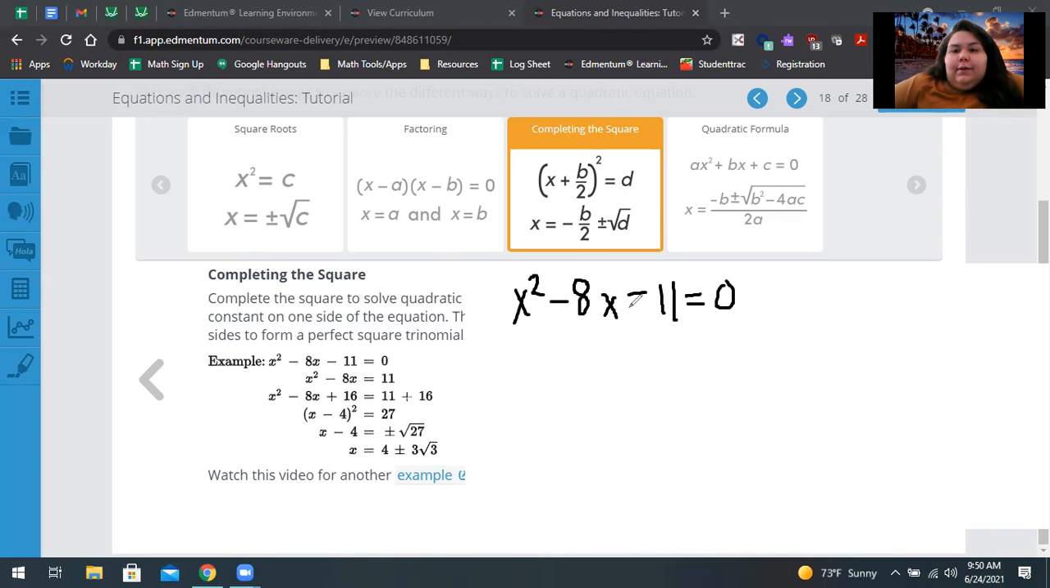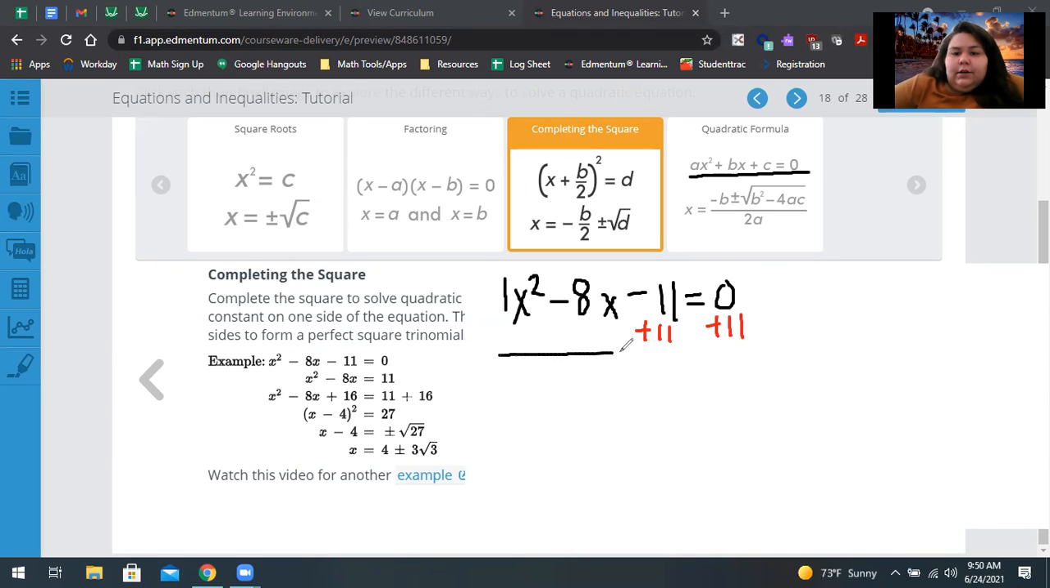So this setup is the same thing as over here for our quadratic formula, ax squared plus bx plus c. Your a is this 1 here, your b is that negative 8, your c is negative 11. You want to move the c value to the other side. So here we are going to move this minus 11 by adding 11 to both sides.